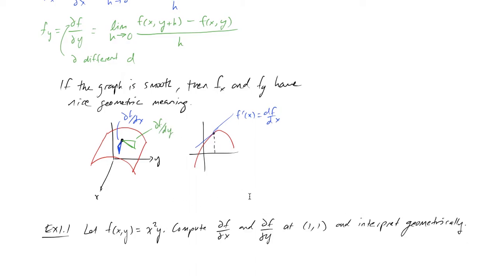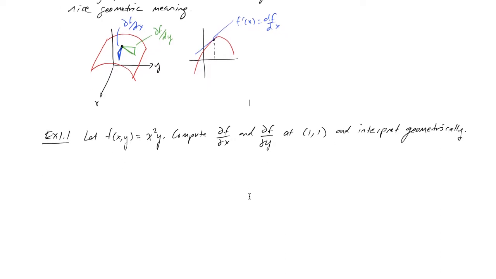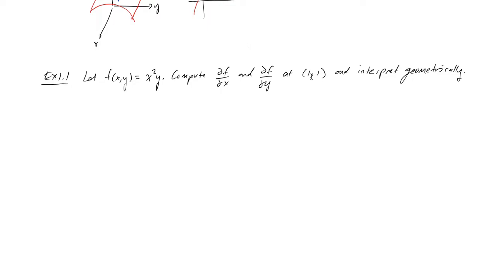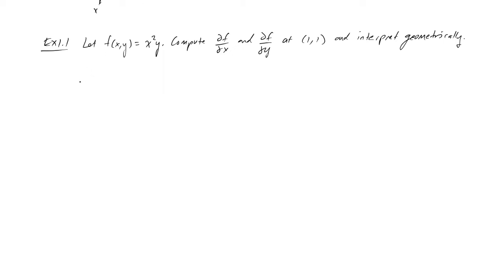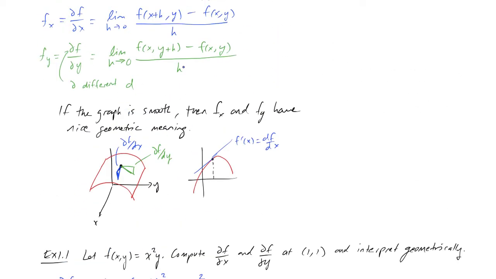All right, let's do an example. So let's look at this function x squared times y and compute the partials at the point 1, 1, and then interpret these two partials geometrically. Okay, so we'll do the partial with respect to x first. So this is the limit as h goes to 0 of replacing every x with x plus h. So (x plus h) squared times y minus x squared times y all over h. So this is the function evaluated at x plus h, comma y, and then the function evaluated at x, y. And this is just going back to the definition up here.